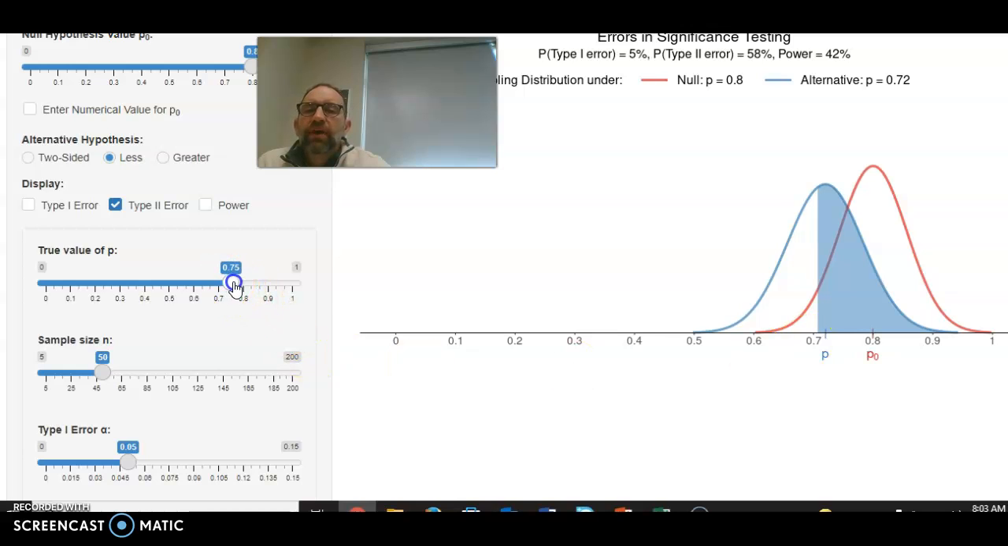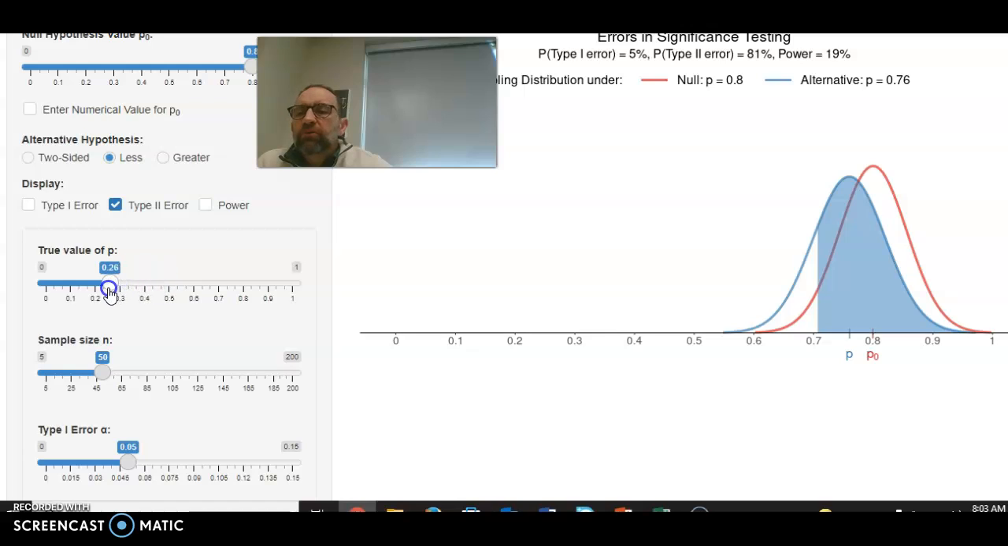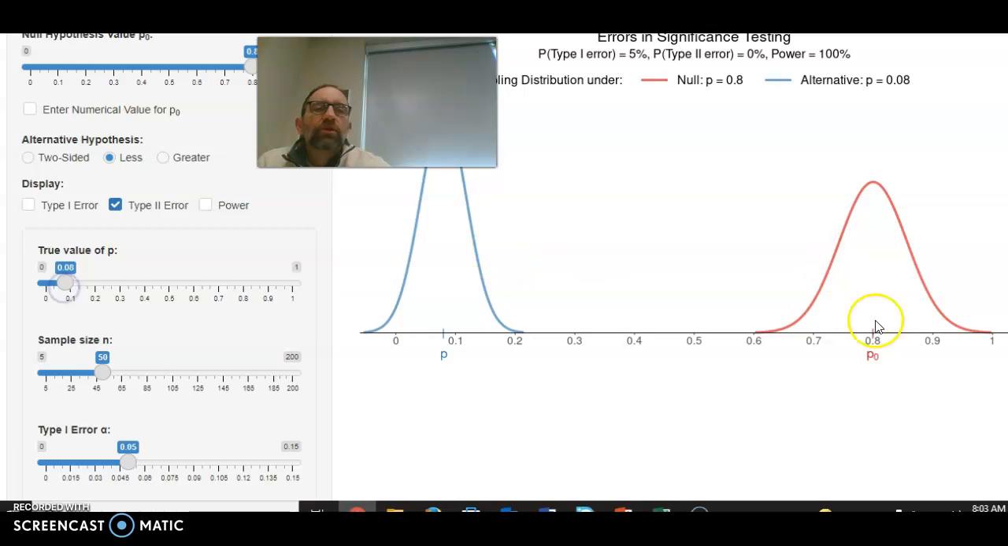Like if Miss Wadley was actually a 76% free throw shooter, it's really unlikely we're going to be able to distinguish a 76% free throw shooter from an 80% free throw shooter. However, if we have a very big difference, if Miss Wadley would actually make like 8% of her free throws, we're really confident that we're going to be able to pick up on a discrepancy that large.